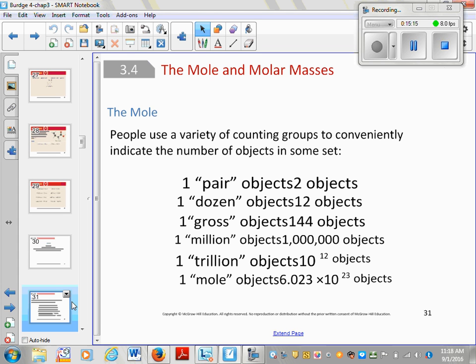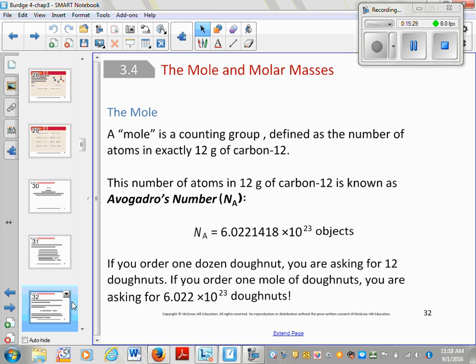Yes? It's a very specific number. Is there a reason? Yes, there is, and we'll get to that. So a mole, like we said, is a counting group. It's a definition of a certain number. A mole is defined as the number of atoms in exactly 12 grams of the carbon-12 isotope. And it turns out, if you measure that, you come up with what's called Avogadro's number. Avogadro's number is 6.022 times 10 to the 23rd. So that's where that number came from.